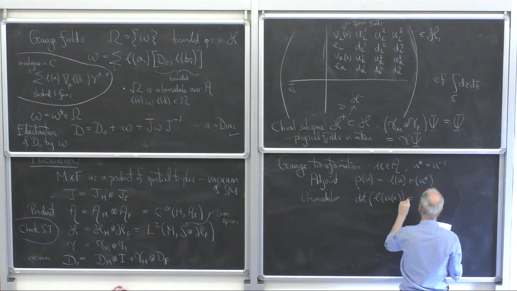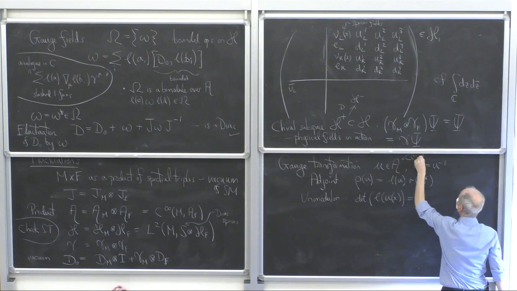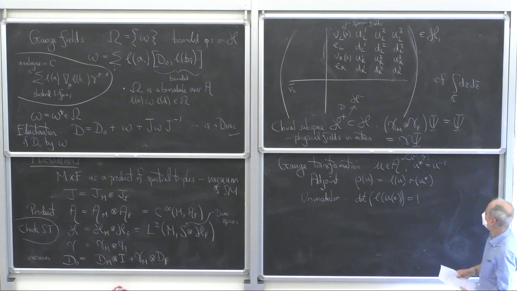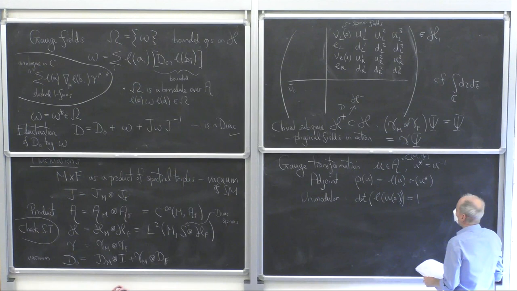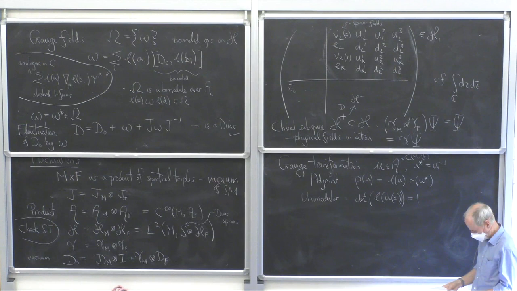So remember, the algebra is just space-time dependent matrices. So I can look at the matrix at any point and its left action, and that determinant has to be 1. Okay. So without this, we get slightly bigger gauge transformations and anomalies in the quantum theory. Anyway, so there we are.